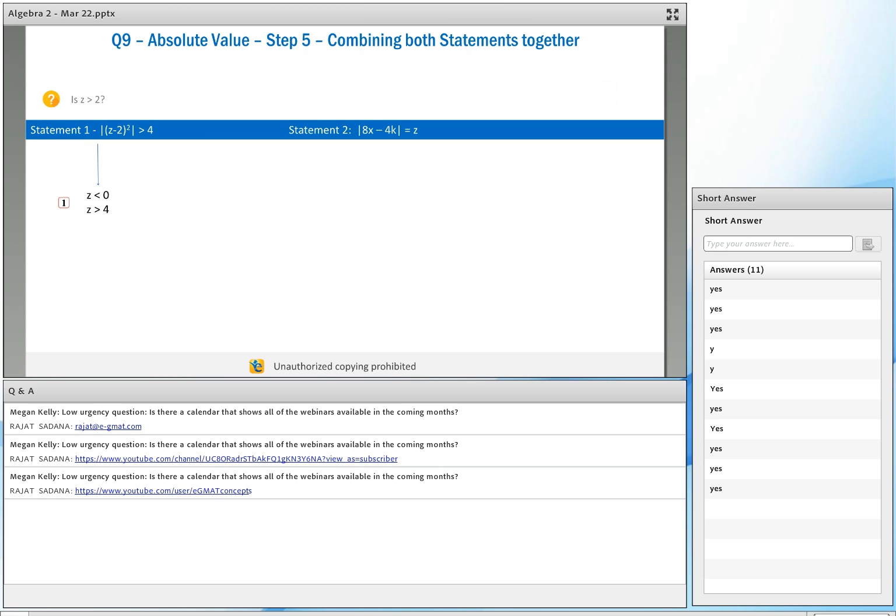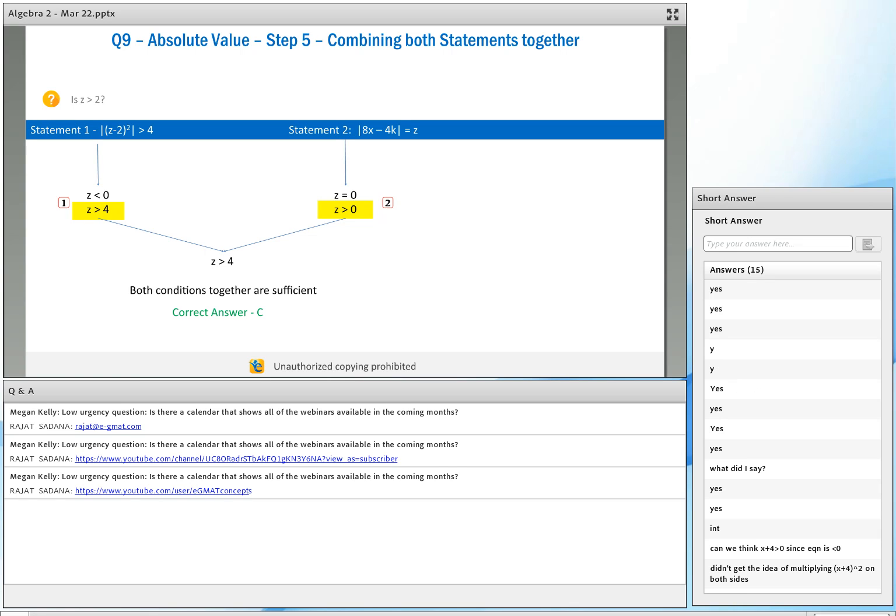Now let's combine the two statements. Statement 1 said z has to be negative or z has to be greater than 4. Statement 2 said z has to be equal to 0 or z has to be positive. When you combine both these statements, what do you get? z is greater than 4, which means together they are sufficient. Which means choice C is the correct answer.